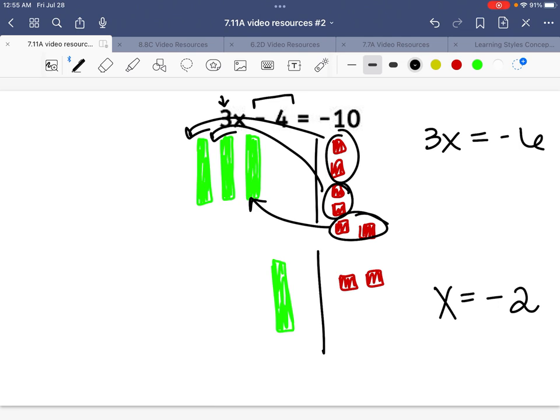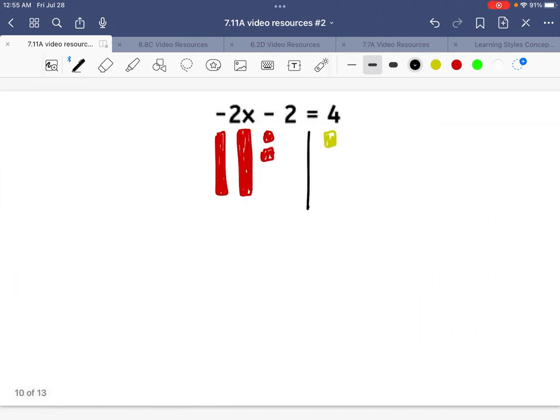All right, let's take a look at one more. Again, very similar to the other one. We have our 2 negative x's. Notice this time it's represented with red x's because this coefficient told me that not only were there 2 x's, but they were negative. We have minus 2 represented by our 2 negatives, and then we have 4 positives.